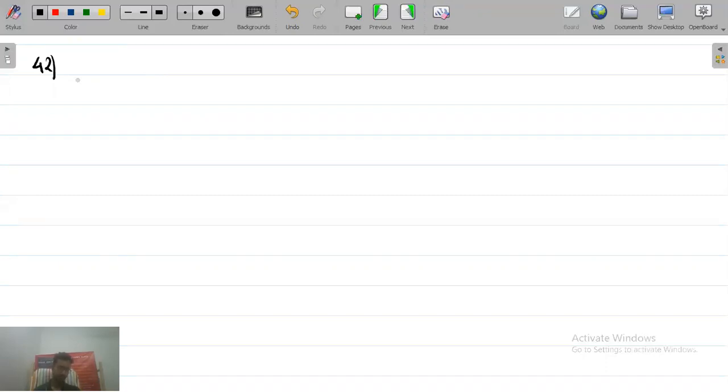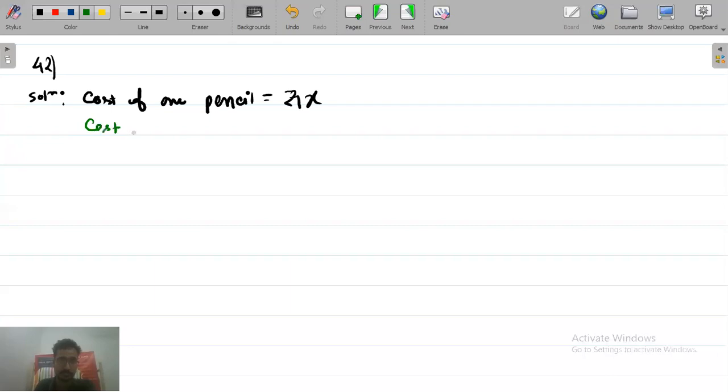So how can you do it? First you have to denote: write down the solution. Suppose the cost of one pencil is rupees X and the cost of one eraser is rupees Y.